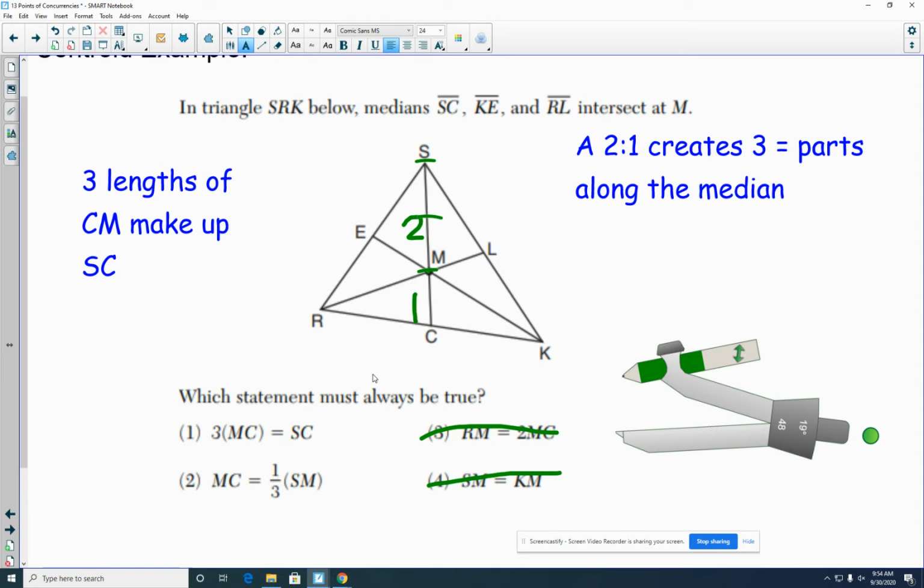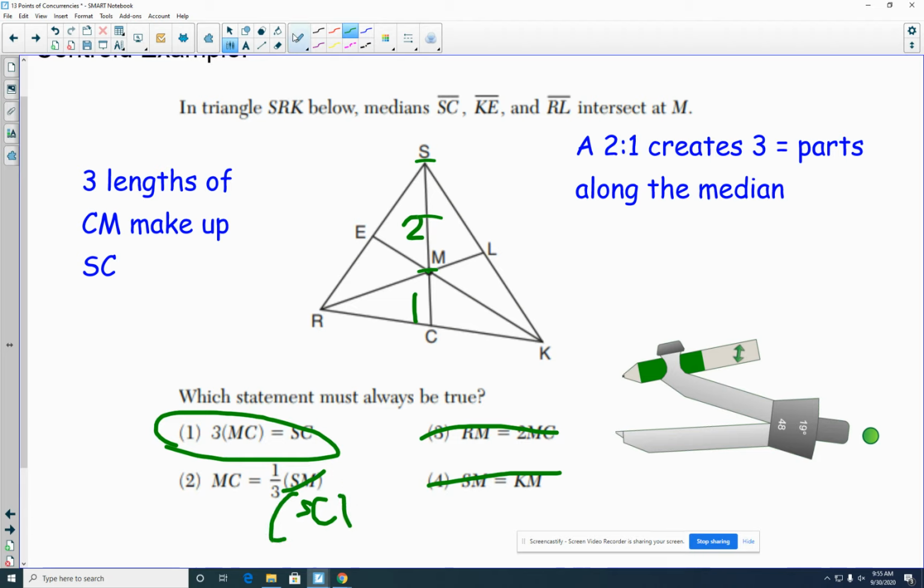All right, so let's see. Oh, that's actually what choice 1 says. 3 MCs gives you SC, so we know it has to be choice 1. It's not choice 2 because MC is 1/3 of SC, not SM. The SC, so that's why that's not correct. Okay, so that's that here.